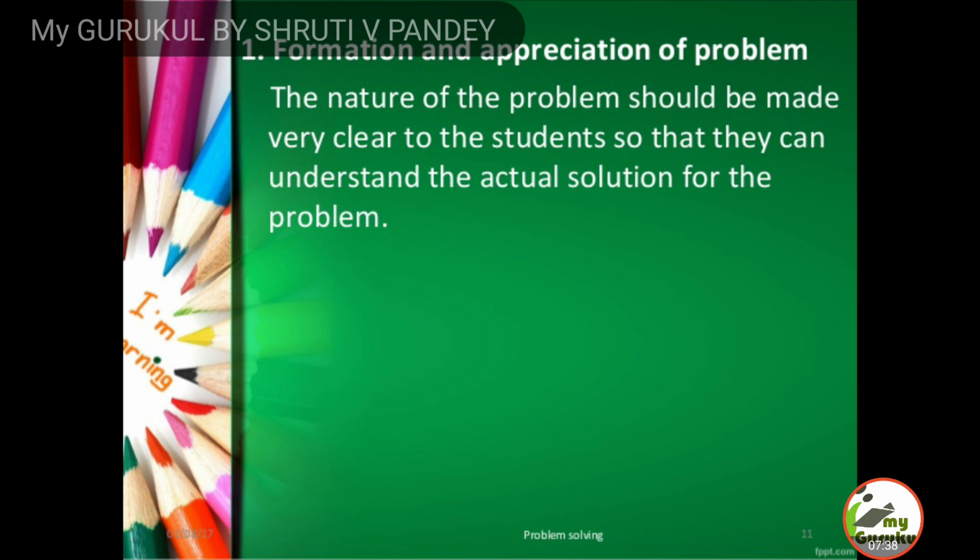The nature of the problem should be made very clear to the students so that they can understand the actual solution for the problem. So the first task at hand is to analyze the problem, try to figure out what the problem is and how it can be solved, what could be the possible methods and how relevant these can be in connection with the problem stated. The best way to analyze the problem is to break it into two parts and then analyze the parts one by one and know what the problem is about.